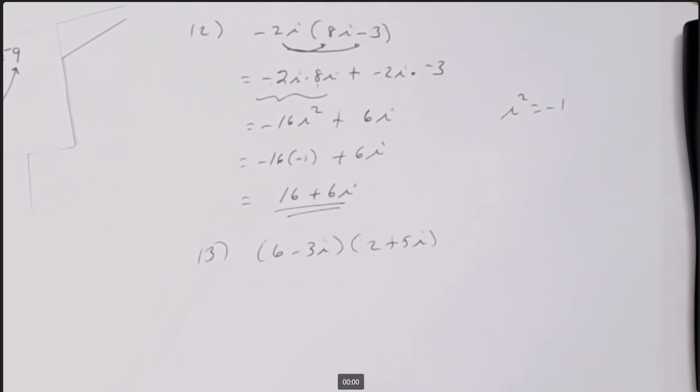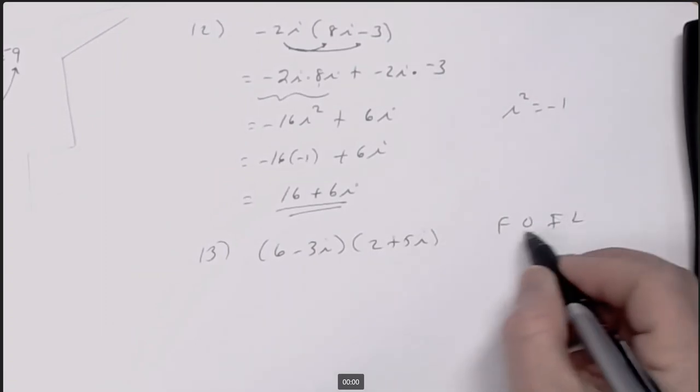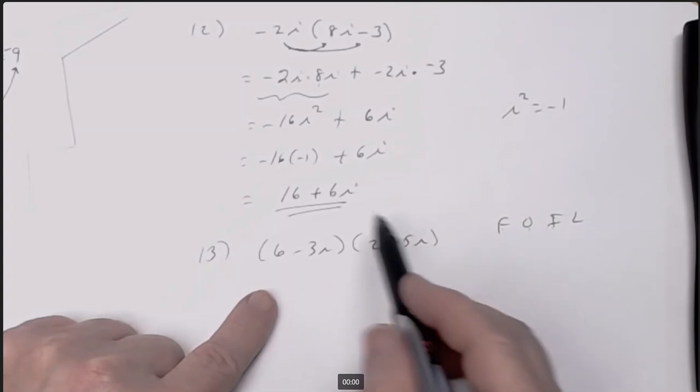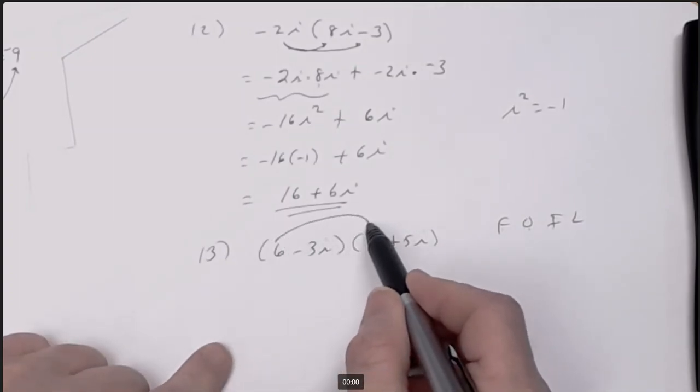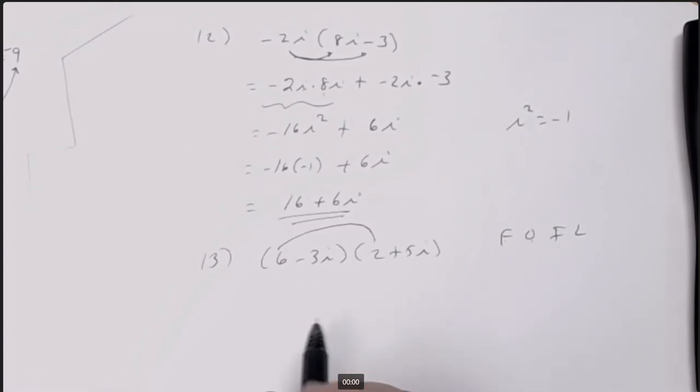Okay, FOIL. Now here's the idea of FOIL. Remember FOIL: first, outer, inner, last. First means you take the first terms of each binomial and you multiply. What's 6 times 2? 12. O means outer. You take the terms on the outside and multiply them.